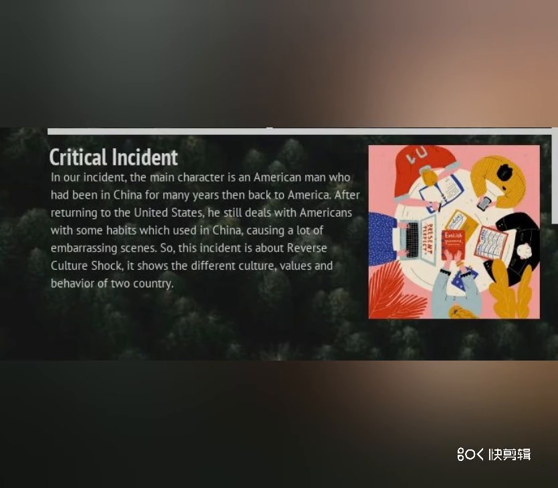In our critical incident, the main character is an American man who had been in China for many years, then went back to America. After returning to the United States, he still deals with Americans with some habits used in China, causing a lot of embarrassing scenes. So this incident is about reverse culture shock. It shows the different cultures, values, and behavior of two countries.